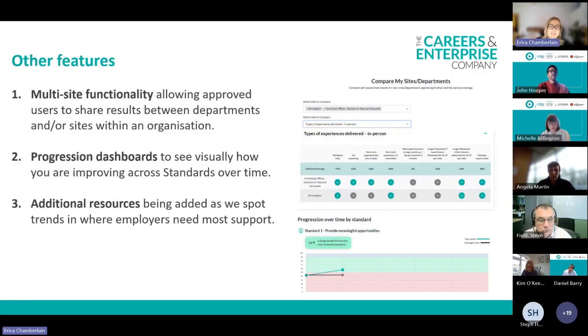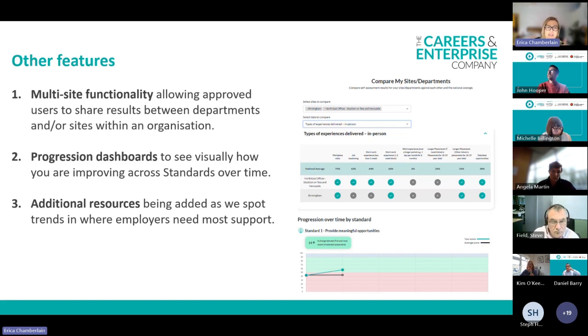Some other features that you can access, so there is a multi-site functionality. So this means that if you're a business that has sites all over the country, or you have different offices, you can sign up and you can share your results between departments or sites within an organisation. So that feature is available if that's something that's appealing. You've got a lead and actually you want to see all of the sites and share, which might enable you to share best practice between sites if you see that one site is really strong on something that another site wants to improve on.